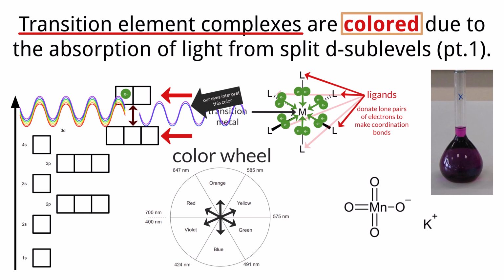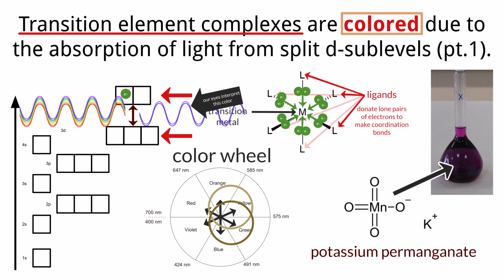For example, potassium permanganate appears purple because it primarily absorbs green and yellow light while transmitting red and blue light. Our eyes perceive the mixture of transmitted red and blue wavelengths as deep purple or magenta.